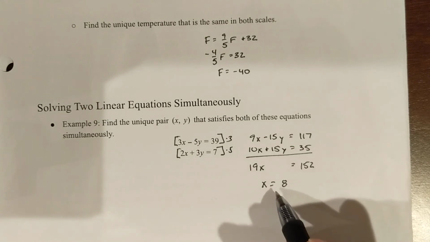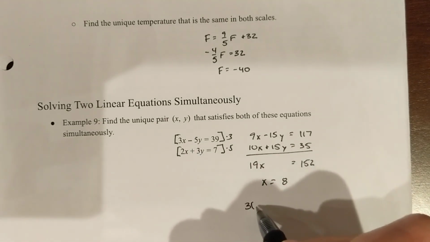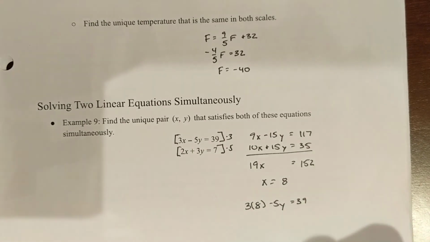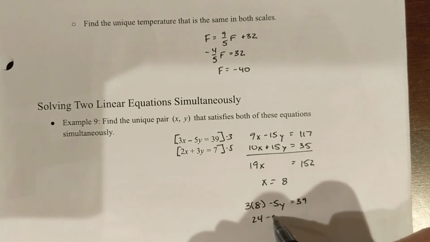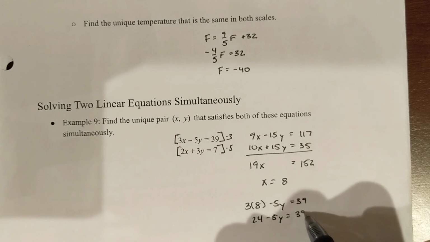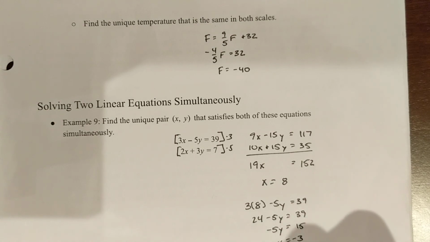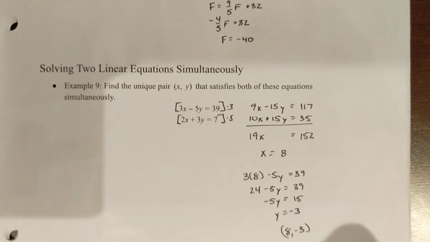Now that I know x, I can plug it back into one of my equations. So 3 times 8 minus 5y is equal to 39 and solve that equation. So that's 24 minus 5y is equal to 39. Negative 5y is equal to 15. So y is negative 3. So the coordinate is 8 comma negative 3. And that was the end of that section.